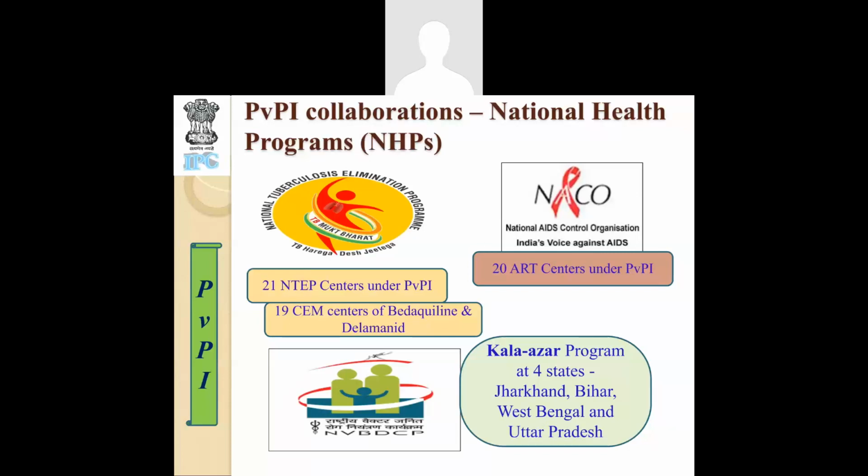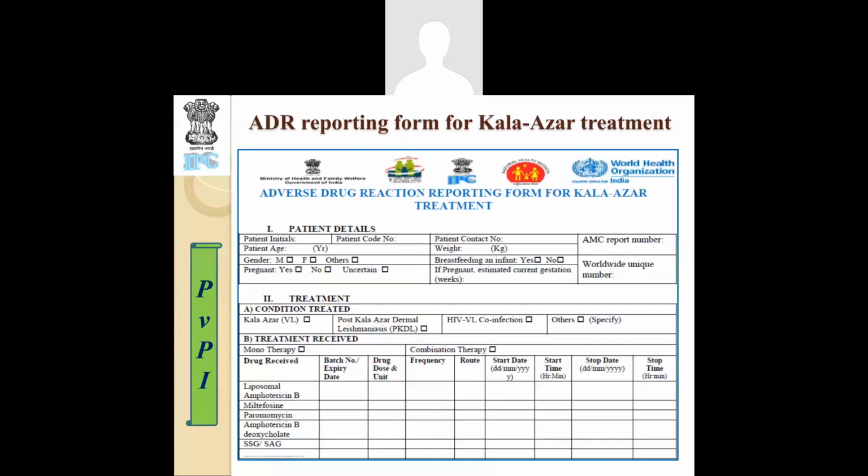So this is the adverse drug reaction reporting form for Kala Azar treatment. If the drugs used in the treatment of Kala Azar produce any adverse drug reactions, this is the form used. It is about 2 pages, and it is predetermined, with all drug names already mentioned. Even the Kala Azar conditions are different, like post-kala-azar dermal leishmaniasis or HIV-visceral leishmaniasis.